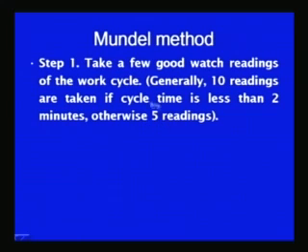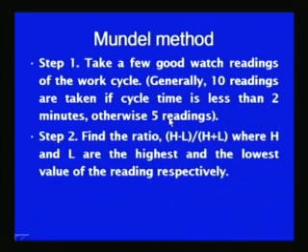After taking these watch readings, 10 in number or 5 in number, their highest values and their lowest values are determined. So, using the highest and lowest values, the ratio of H minus L divided by H plus L is determined, where H and L are the highest and the lowest values of the readings which have been taken earlier.